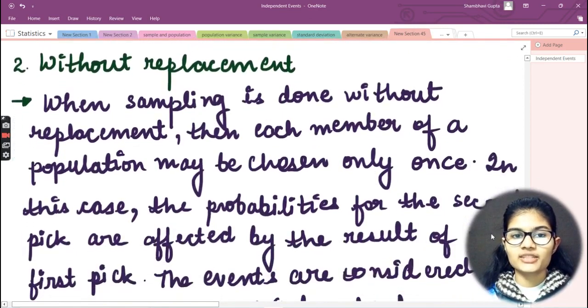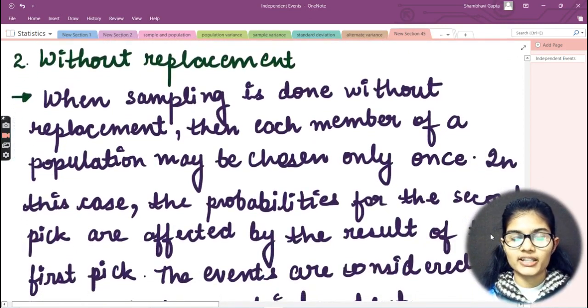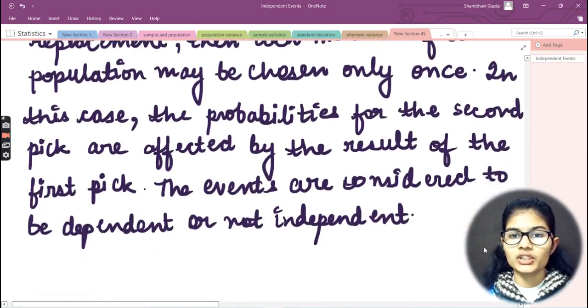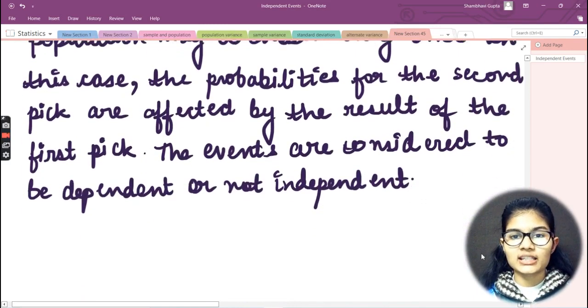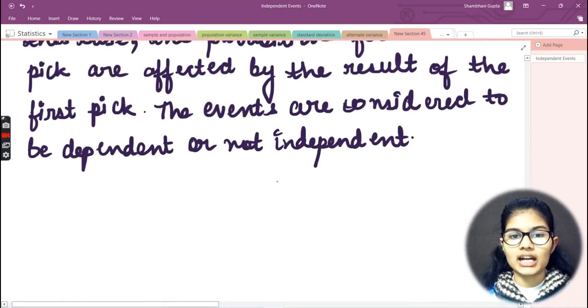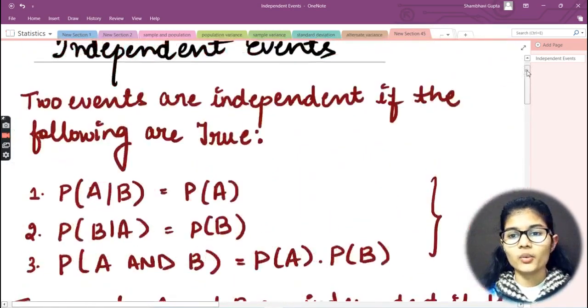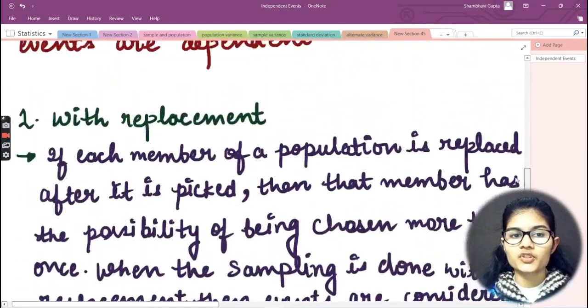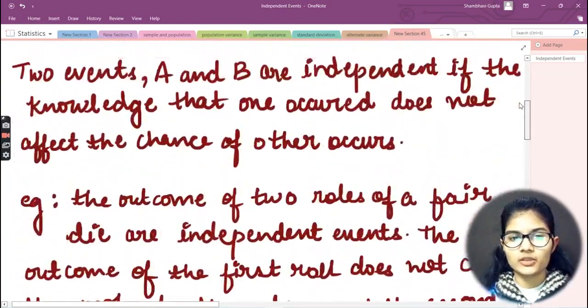Second is without replacement. So when sampling is done without replacement, then each member of a population may be chosen only once. So in this case, the probabilities for the second pick are affected by the result of the first pick. So the events are considered to be dependent or not independent. Right? And this is where we completed our independent events. So these were the things which were there up here in the independent events.